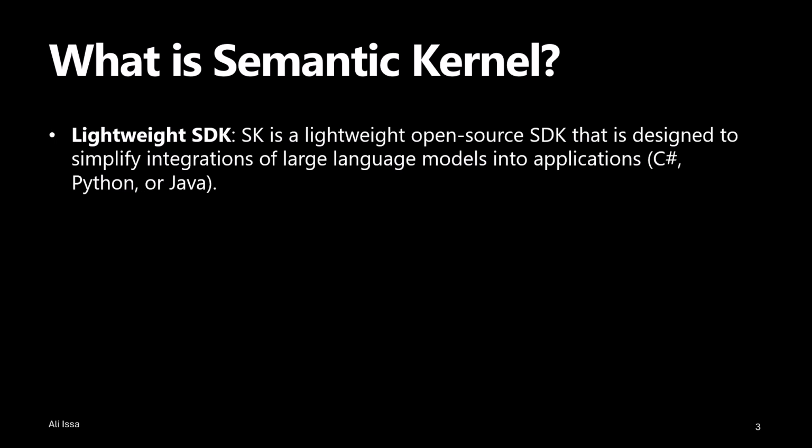Semantic Kernel is a lightweight, open-source SDK designed to simplify the integration of large language models into applications. Whether you're working with C#, Python, or Java, Semantic Kernel abstracts away much of the complexity. It spares you the need to keep track of constantly evolving AI APIs, as Semantic Kernel handles the calls to the underlying AI models. This abstraction is crucial given the rapid pace of innovation within the AI field.